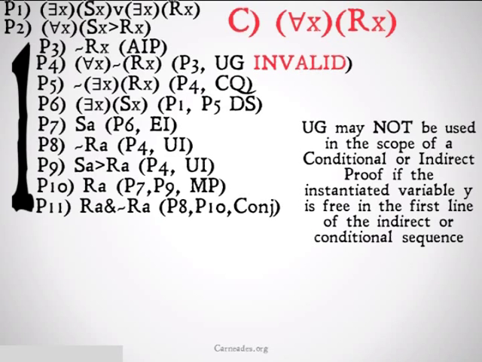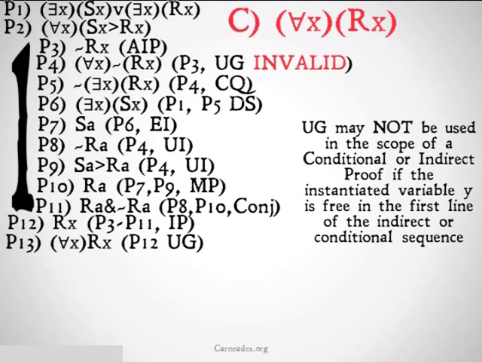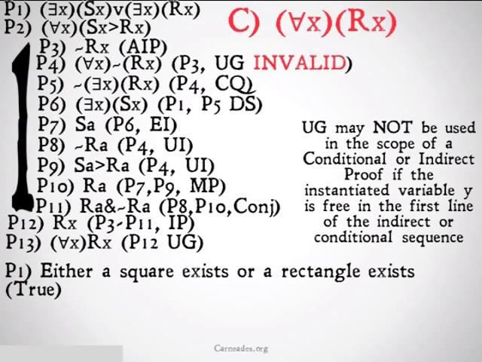This is a contradiction, so we can deny our original assumption. That gives us just x is an R, premise 3 through 11, indirect proof. We can then, of course, universally generalize to get for all x, x is an R. Once again, it may not be clear right now that this is an invalid argument. So let's assign some concrete objects and predicates to these premises and this conclusion and see why it's invalid.